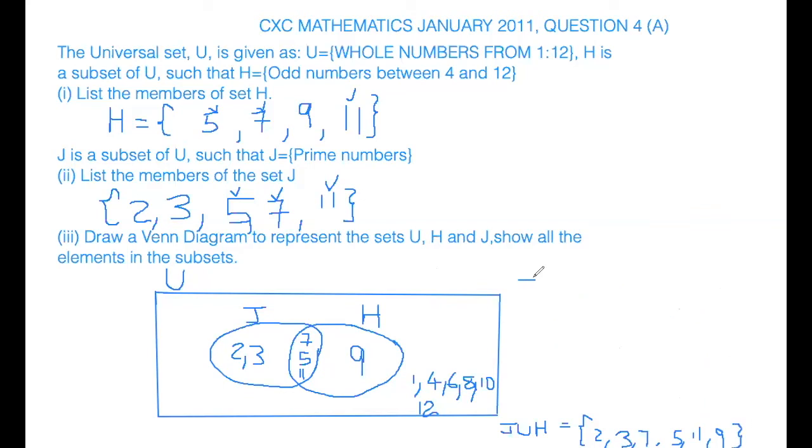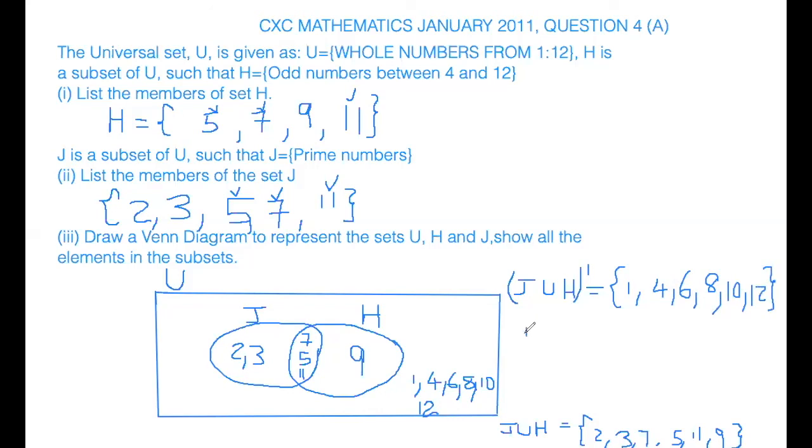I could also ask for J union H complement, which is asking what is not within J and H. So these numbers are not in the sets. That means the answer is 1, 4, 6, 8, 10, and 12.